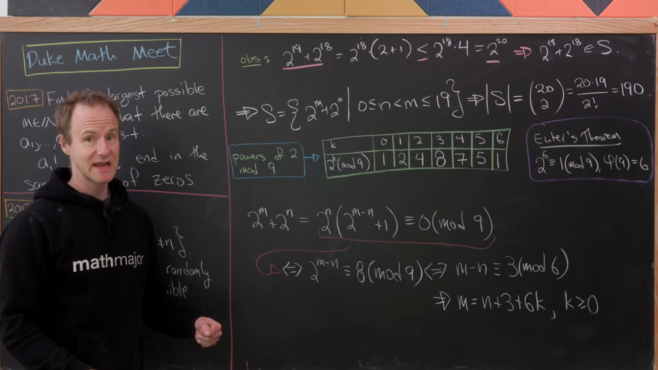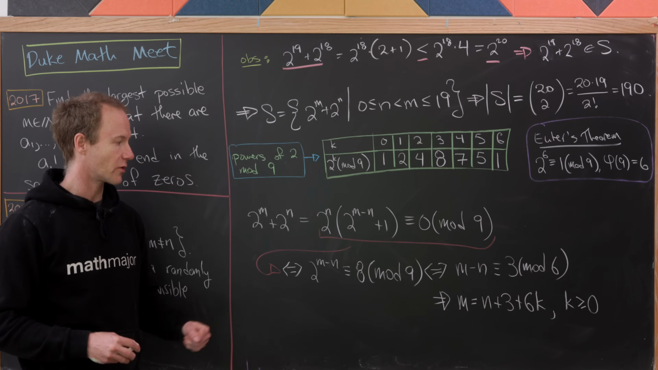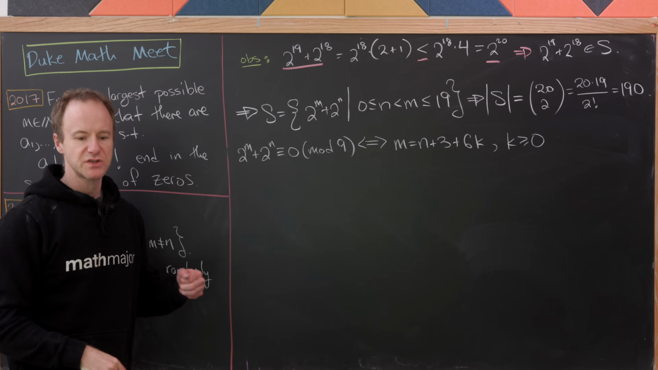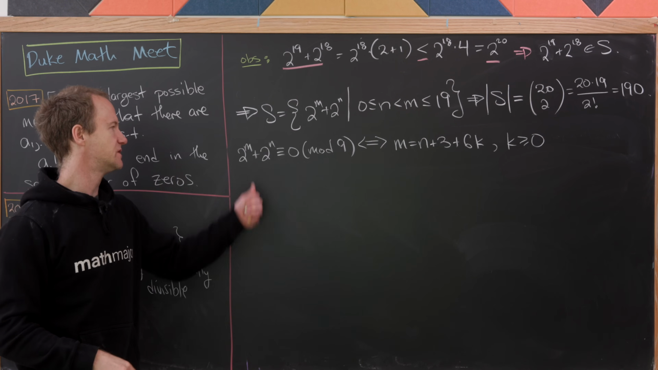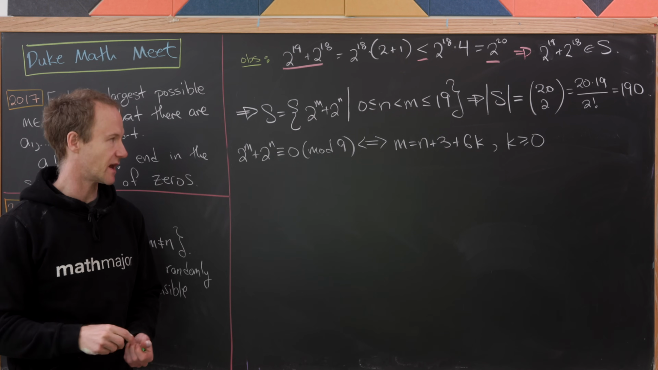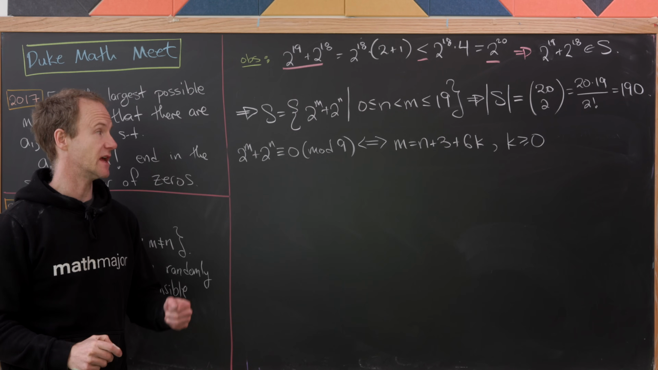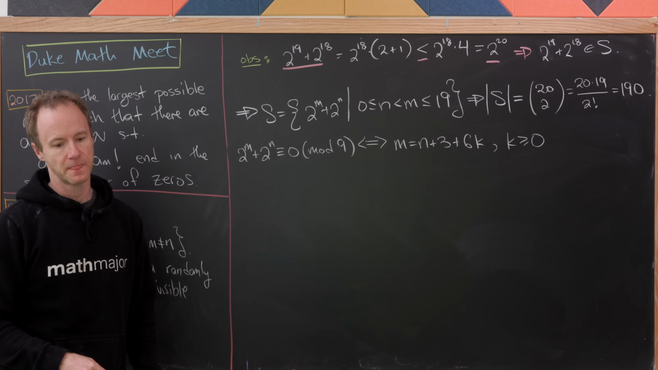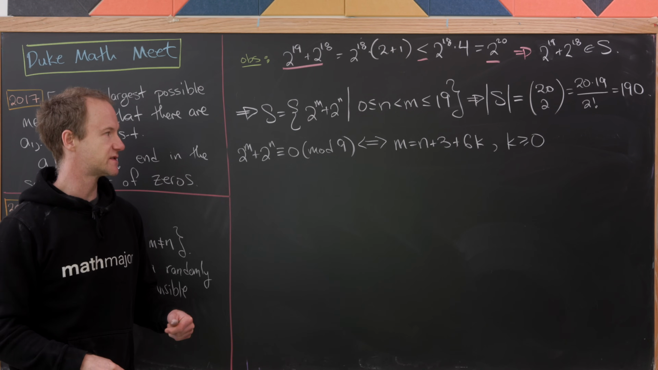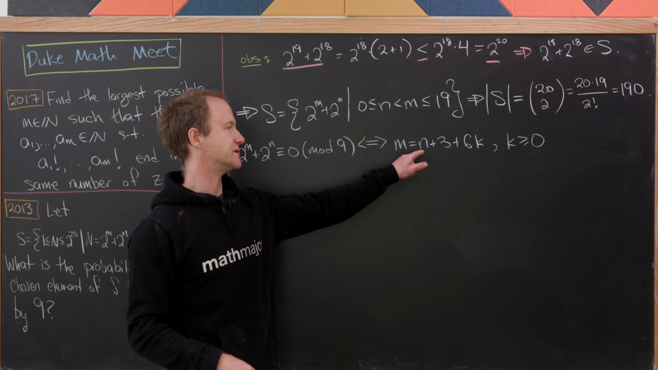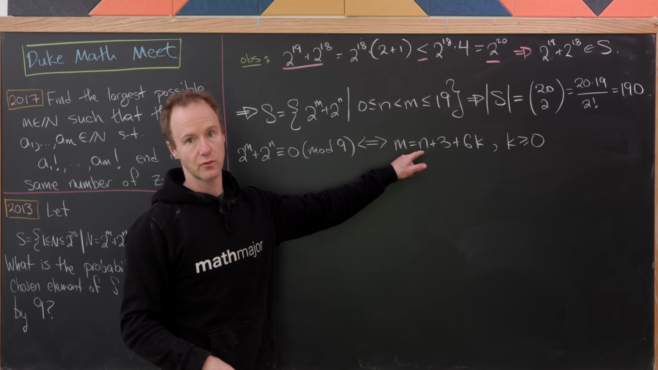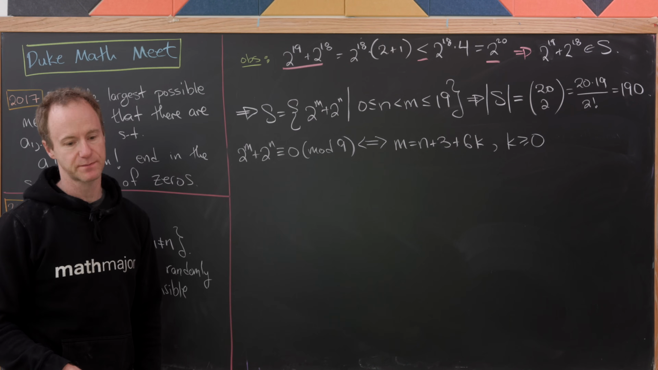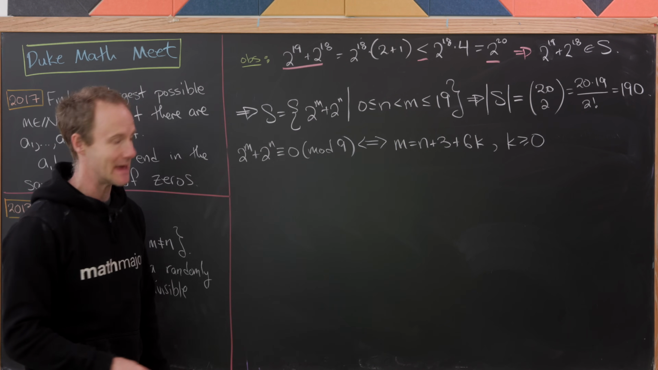Okay, and now using that condition, we can pretty easily enumerate all the possible values of m and n, which we'll do to finish this off. So we just got down to this condition that 2 to the m plus 2 to the n is congruent to 0 mod 9 if and only if m is equal to n plus 3 plus 6k, where k was bigger than or equal to 0. Now from here, what we'll do is work through all possible values of n, and as we work through each of those, we'll find the corresponding possible values of m.